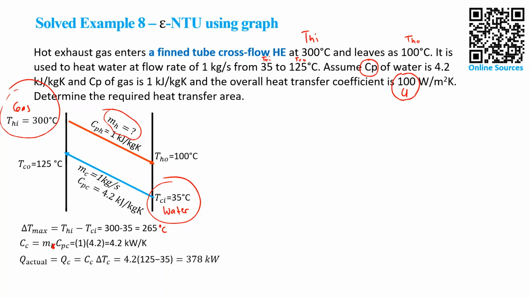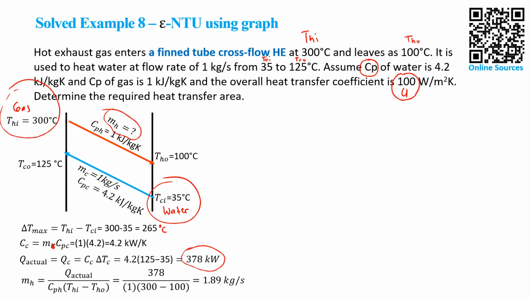First we find the Q actual, Cc times delta Tc. We find that the heat transferred from the hot stream to the cold stream is 378 kilowatt. Then we can use this value to find the required mass flow rate of the gas, which is 1.89 kilogram per second. Now, since we know mh, we can calculate Ch, which equals mh times Cph.